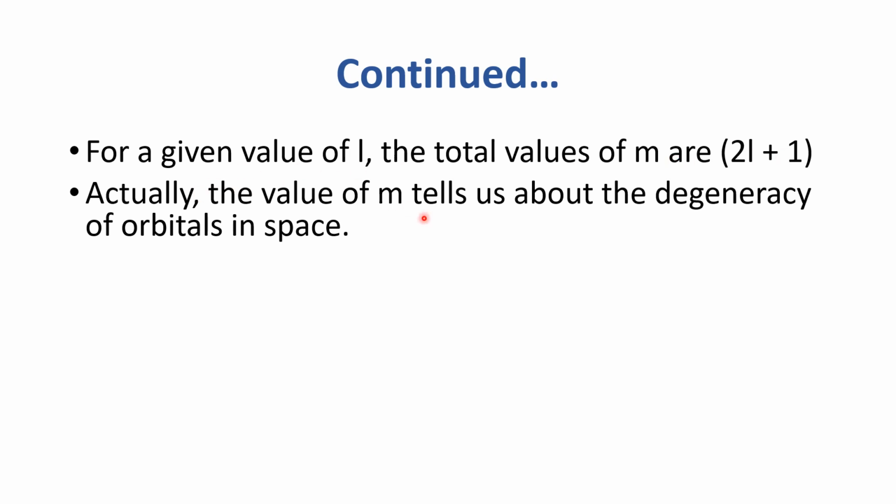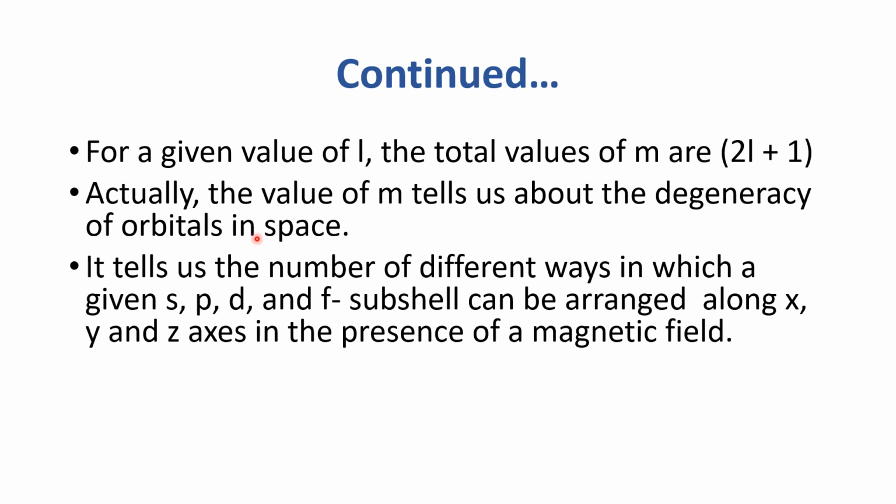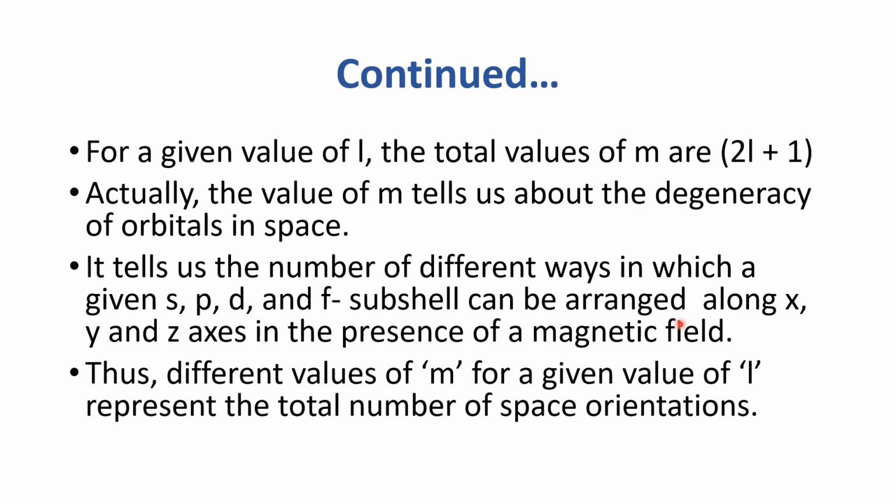Actually, the value of m tells us about the degeneracy of orbitals in space. It tells us the number of different ways in which a given s, p, d and f subshell can be arranged along x, y and z axes in the presence of a magnetic field. एक magnetic field की presence में एक p orbit वो किन किन axis के along lie कर सकता है. Thus, different values of m for a given value of L represent the total number of space orientations.